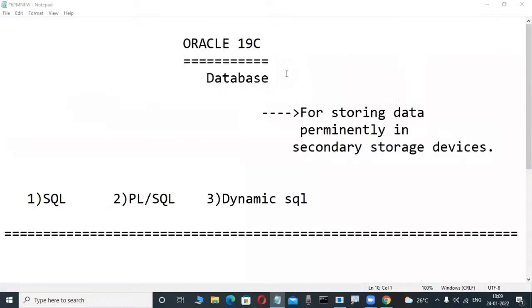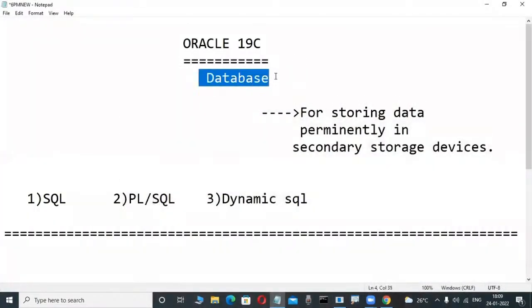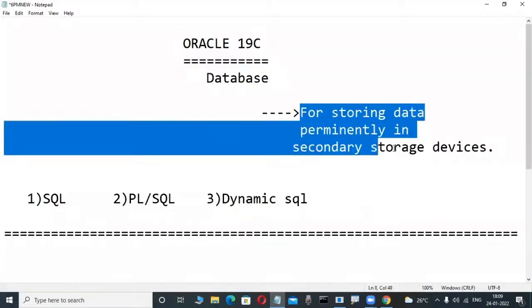Concentrate here. Anybody not attending the previous classes, don't be afraid, don't worry. Simple. Now Oracle is a product from Oracle Corporation. 19c is a version. Don't worry. This Oracle is a database product. It is a database product only. Previous class notes, just for an idea. Newcomers: what is the purpose of this database product? It is for storing data permanently in a hard disk.